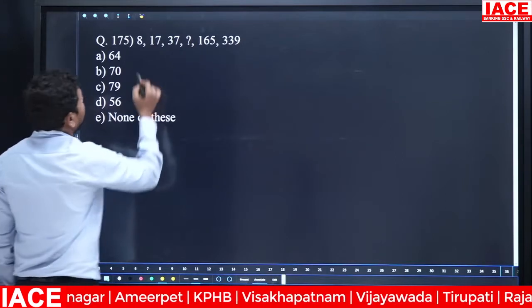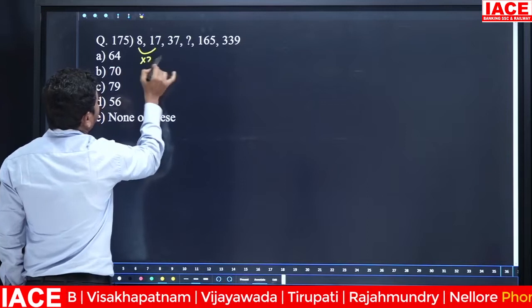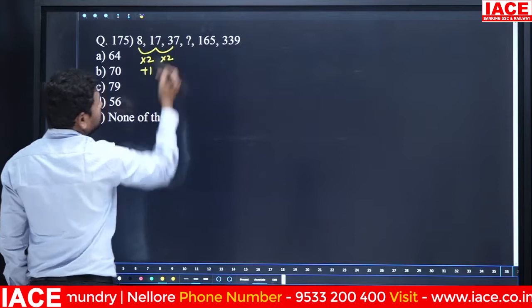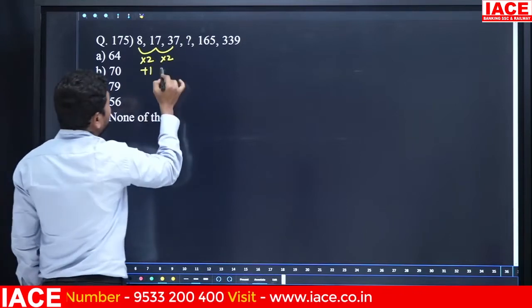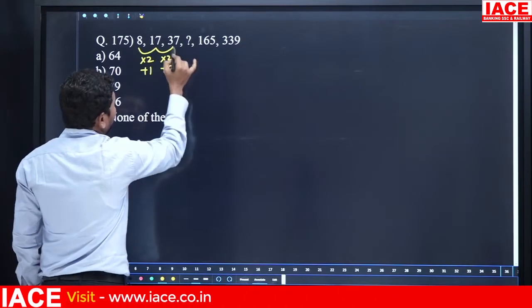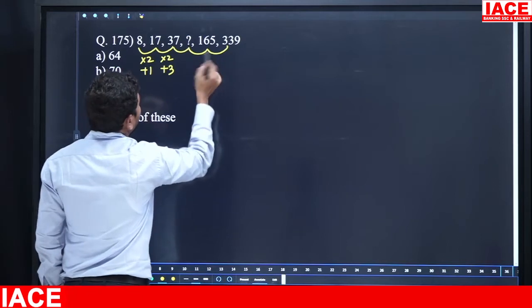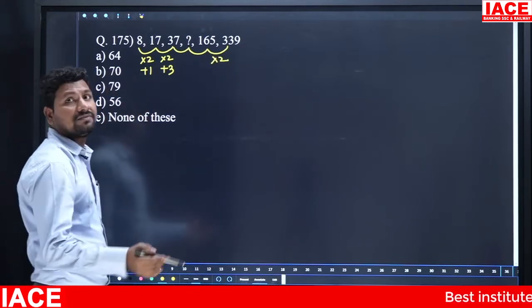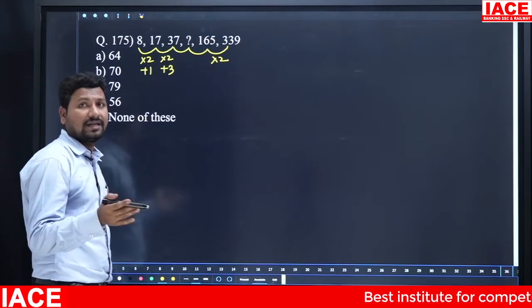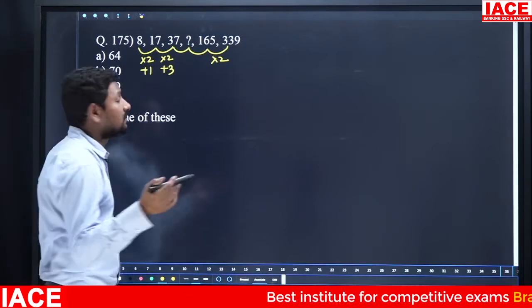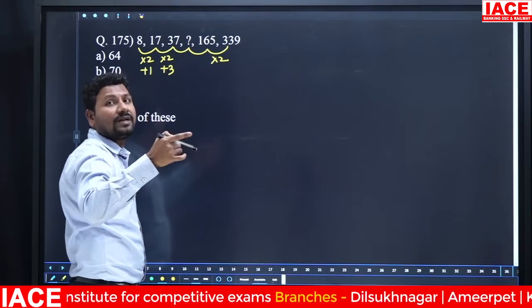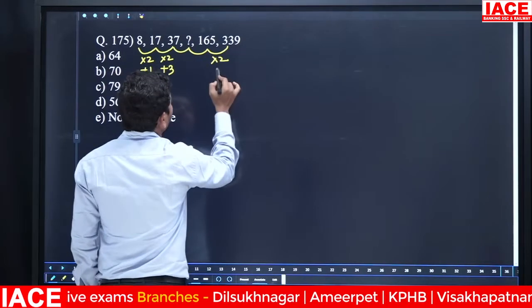Is it possible to use multiplication? Look at 8 times 2, 16 plus 1. Next 17 times 2 is 34, 34 plus 3. And what simplification can we do? Here it is times 2, times 2. 165 times 2, 150 times 2 is 300, and the extra 15 doubled is 30, so 330. 330 became 339, means how much added?